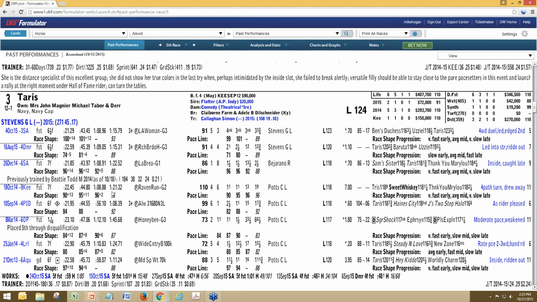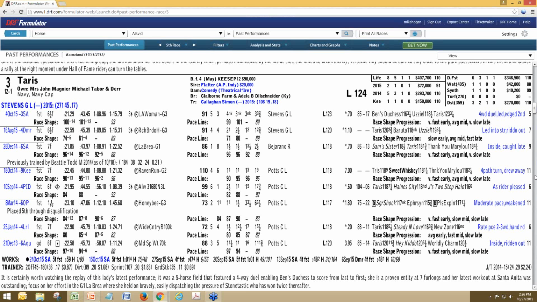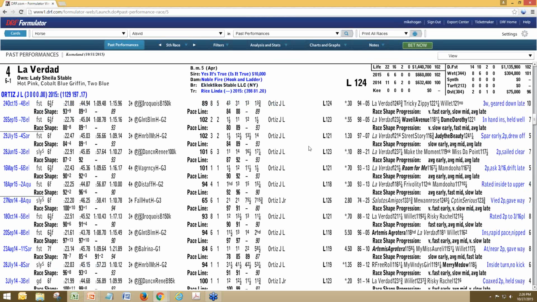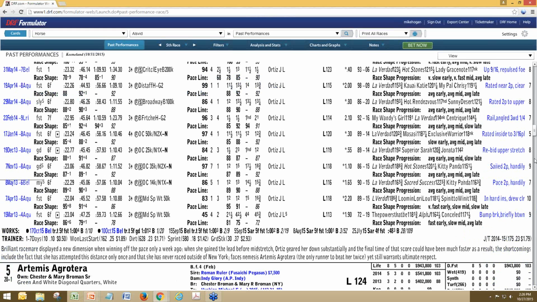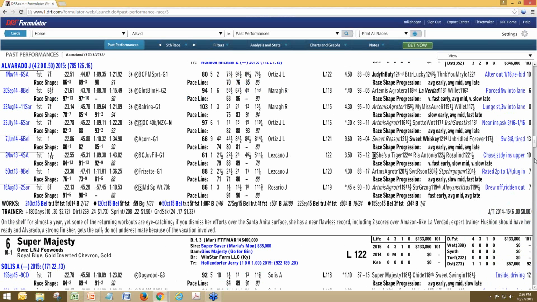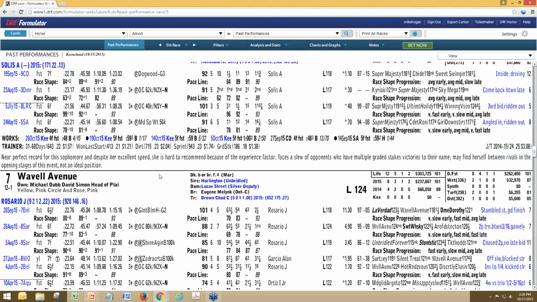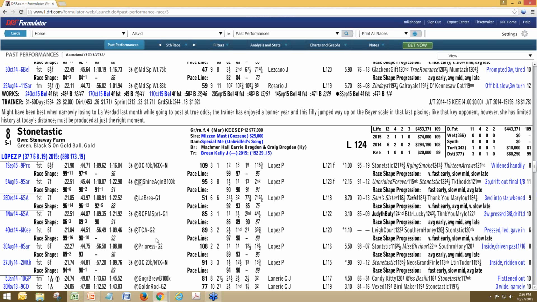So you've got to give Terrace extra credit on the surface looking at that going forward, except the caveat is when you look at this particular field and all the other speed in it, Terrace is likely going to be involved in another hot pace battle. There's La Verdad, who's almost always on the early lead. Stone-tastic, last race at Parks, had a 99 for her first quarter mile pace figure, and she also did that at Keeneland back in the Thoroughbred Club of America last fall. So she's capable of running exceptionally fast early.